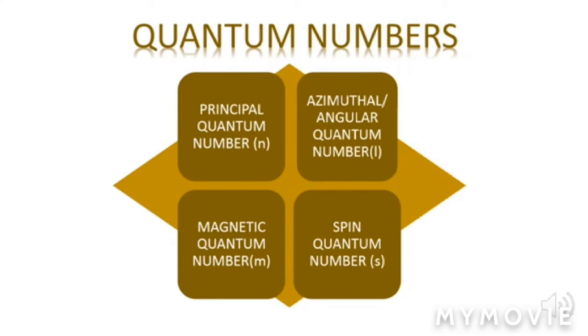Third, magnetic quantum number, denoted by small m. It describes an orbital's orientation in space along the x, y and z axis. Fourth, spin quantum number, denoted by small s or small ms. It describes the spin or the direction in which the electron spins, either in a clockwise or the anti-clockwise direction.